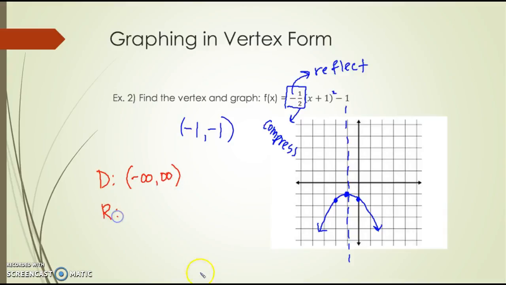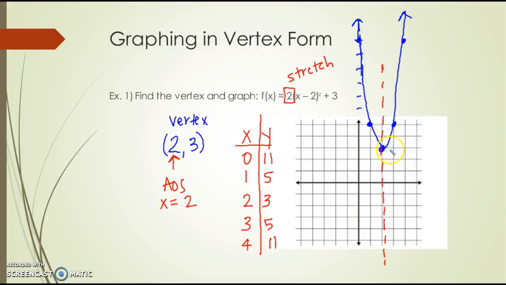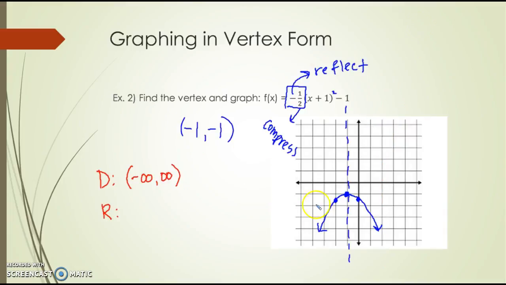The range is going to change based on whether it opens up or down and whatever your vertex is, because your vertex is the highest or the lowest point. So in the one we just did, it was the lowest point, right? The graph comes down and then it stops and goes back up. For this one, it's the highest point. It's a maximum because it comes up and then it goes back down. So for this one, both of my arrows are pointing to negative infinity. So I'm going to have a negative infinity in my range.